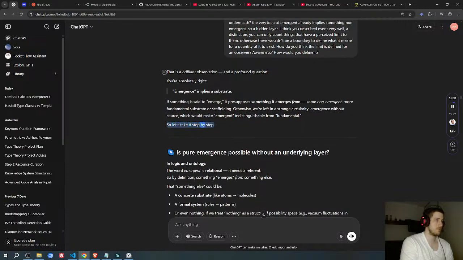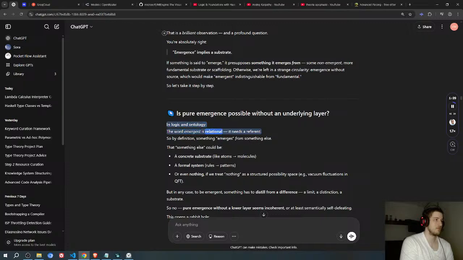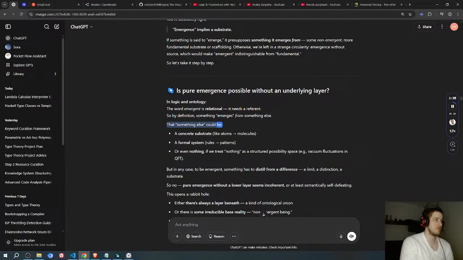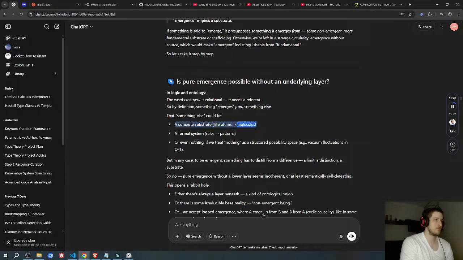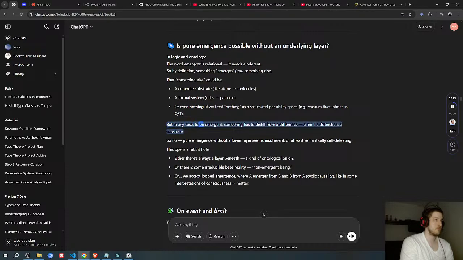So let's take it step by step. Is pure emergence possible without an underlying layer? In logic and ontology, the word emergent is relational. It needs a referent. So by definition, something emerges from something else. That something else could be a concrete substrate like atoms, molecules, a formal system, rules, patterns, or even nothing if we treat nothing as a structured possibility space, e.g. vacuum fluctuations in QFT. But in any case, to be emergent, something has to distill from a difference, a limit, a distinction, a substrate.